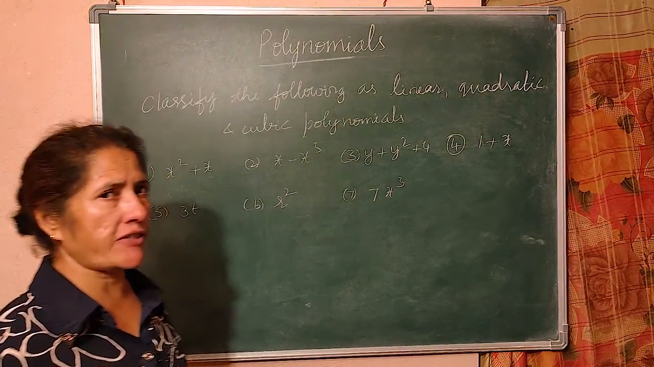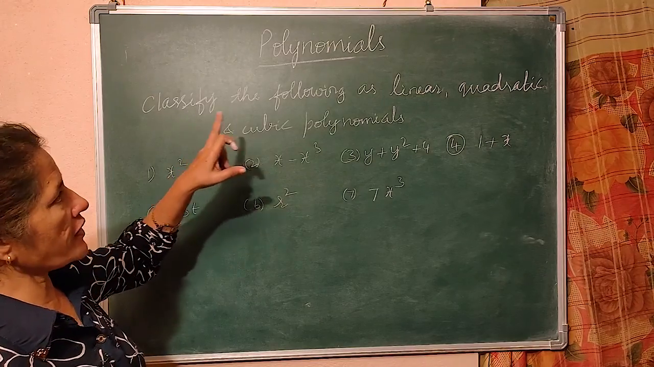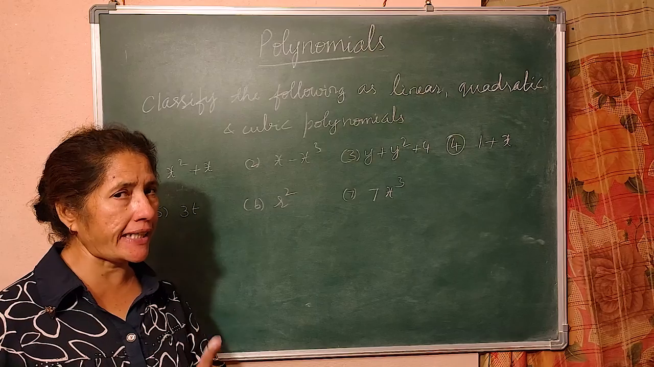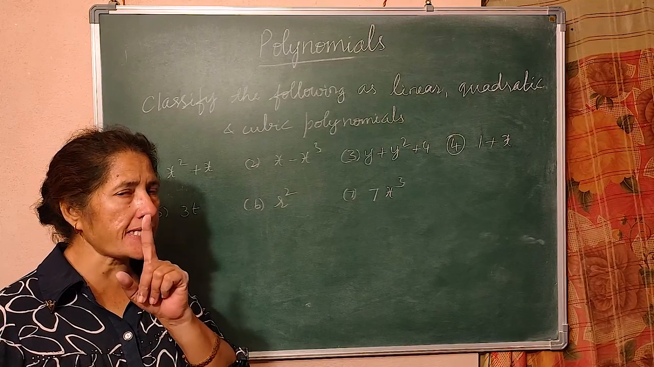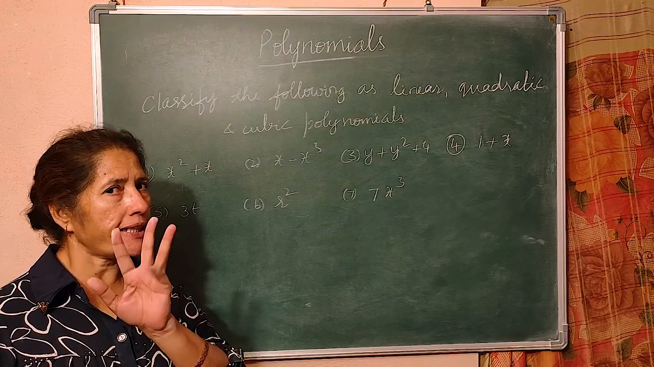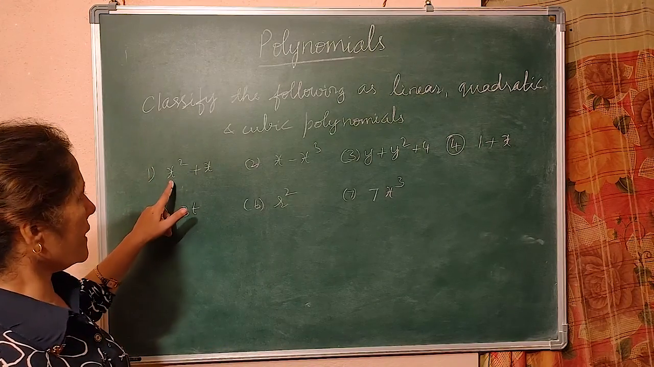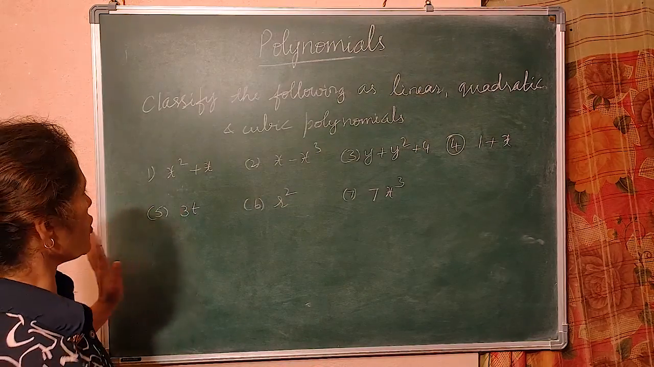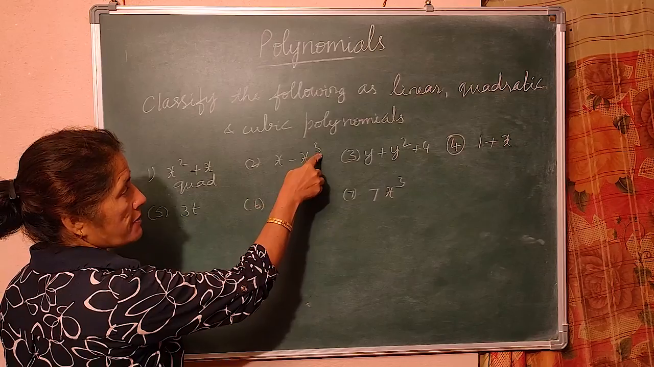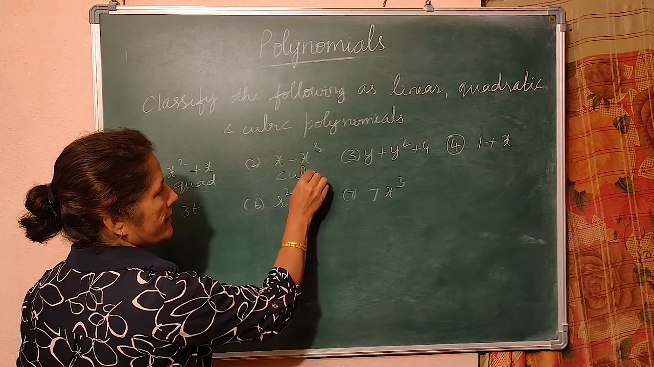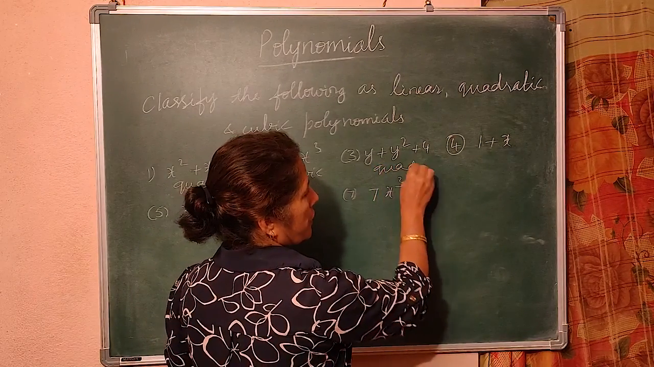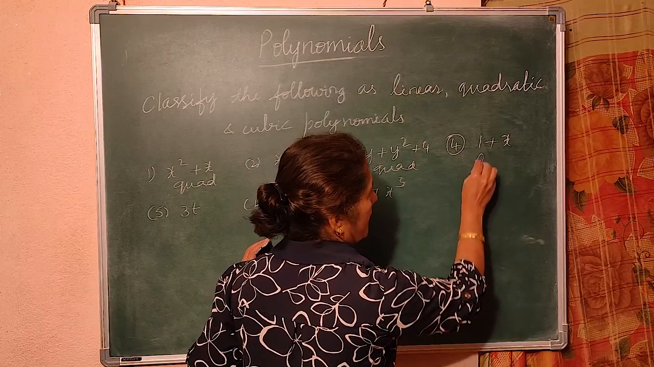The last question of this exercise. Classify the following as linear, quadratic, cubic. I said linear, highest power is 1. Quadratic, highest degree is 2. Cubic, 3. Right? Here, highest degree is 2. So, quadratic. Here, highest power is 3, cubic. Here, highest power is 2, quadratic. Here, highest power is 1, so linear.